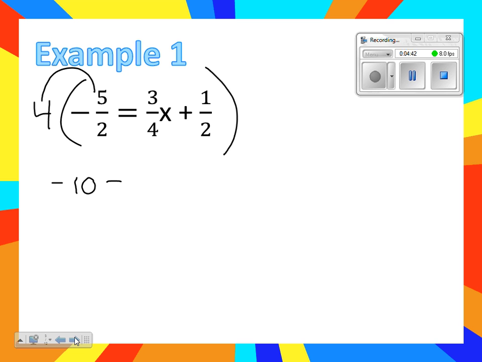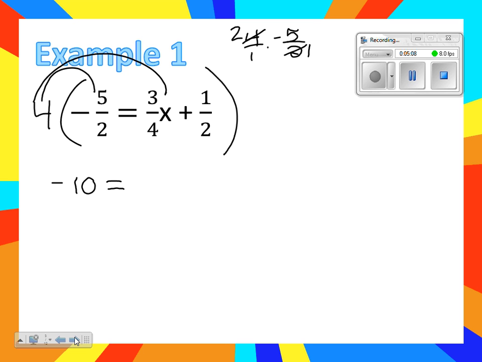-10. Very good. Any questions on how to get that? 4 times parentheses, -5 divided by 2, close parentheses. Okay, if you're doing it by hand, it's 4 over 1 times -5 over 2. The 4 becomes a 2. The 2 becomes a 1. 2 times -5 is -10. Any questions on that? Okay.